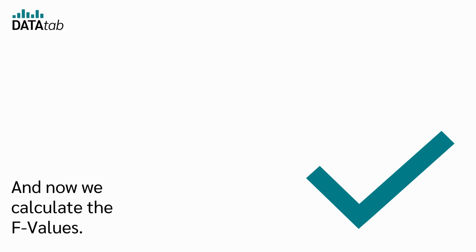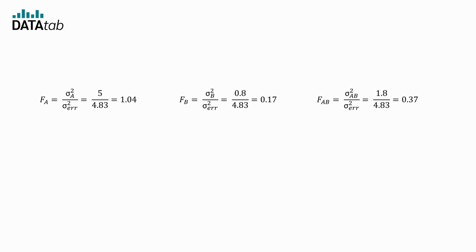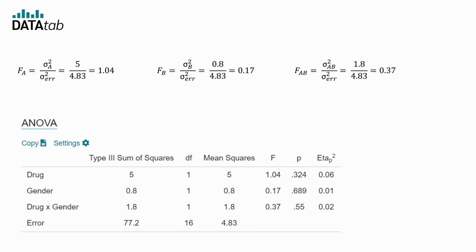And now we calculate the F values. These are obtained by dividing the variance of factor A, B, or the interaction by the error variance. So we get the F value for factor A by dividing the variance of factor A by the error variance, which is equal to 1.04. We can now do exactly the same for FB and FAB. To verify, we get exactly the same values with DATAtab: 1.04, 0.17 and 0.37.